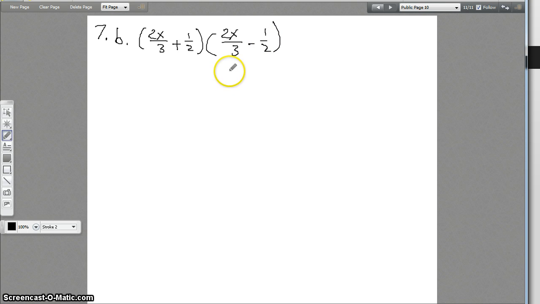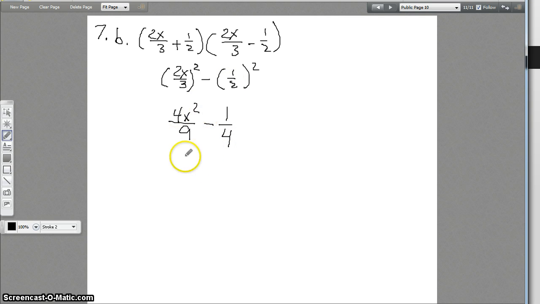You may or may not remember that that is going to give us the pattern of a difference of two squares. So we can take our first term and square it, and then subtract the square of our second term. Well, the square of our first term is 4x squared over 9. The square of our second term is 1/4, and so that's our answer, 4x squared over 9 minus 1/4.